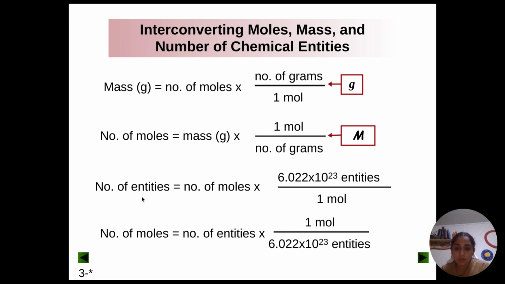Here we're trying to find the number of entities per compound or element. You do the number of moles times Avogadro's number, 6.022 times 10 to the 23rd entities divided by 1 mole. And in the previous one, if you don't know how many moles you have but you do know how many entities you have, you flip it. So it's number of entities times 1 mole divided by Avogadro's number, 6.022 times 10 to the 23rd.